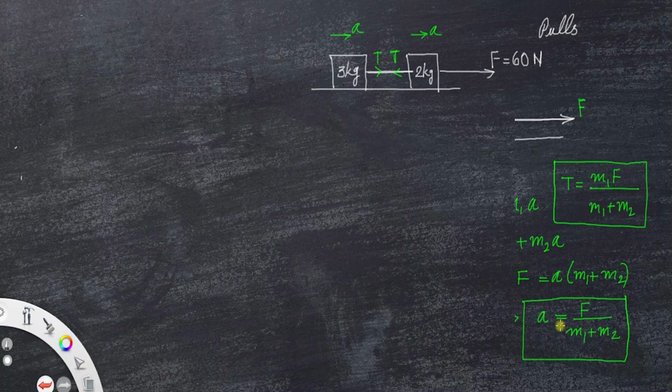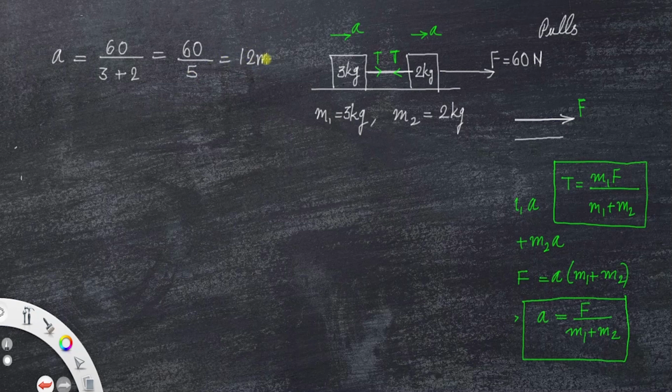Now you can use the equation. We have acceleration A is equal to F divided by m1 plus m2. Here F is 60 divided by m. Here m1 is equal to 3 kilogram, m2 is equal to 2 kilogram. So 60 by 3 plus 2, which is equal to 60 divided by 5, which is equal to 12 meter per second square. So the acceleration is 12 meter per second square.